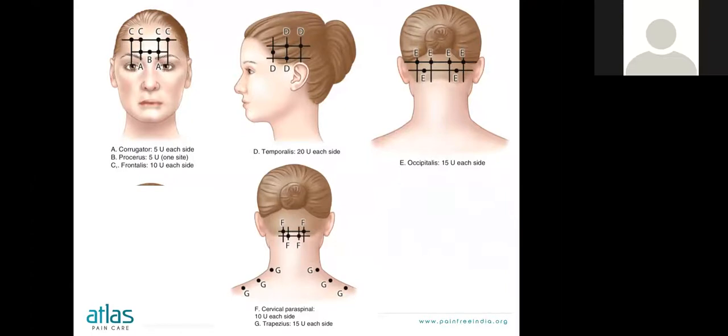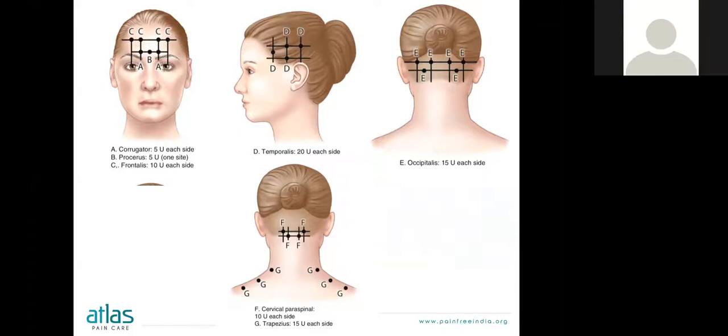So if it's a frontal headache, you're looking at what's called the corrugator, which is just above your eyebrows, the procerus, which is exactly in the middle, and the corrugator, which is at the top. If you have a temporal sort of a headache, you inject into the temporalis. There are 4 points on either side, so you put some 40 units in total.